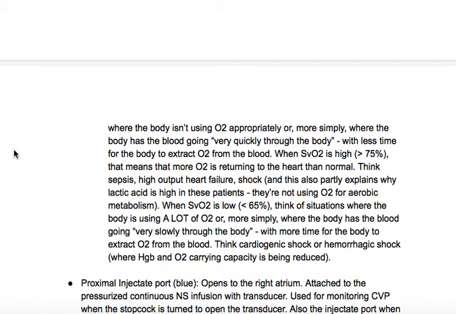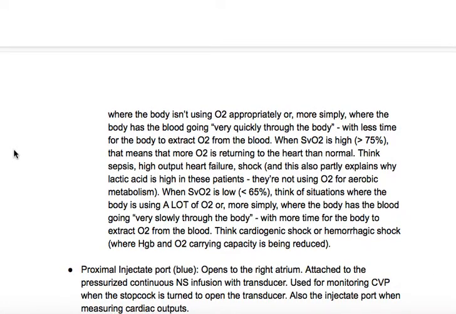When your SVO2 is high, it means that your O2 is returning to the heart normally. Examples of this are going to be sepsis, high output heart failure, or shock. And it partially explains why your lactic acid is high in these patients, because they're not using O2 for aerobic metabolism. When it's low, it's very slow, okay? So your blood is moving very slowly through the body. That's going to be less than 65%.